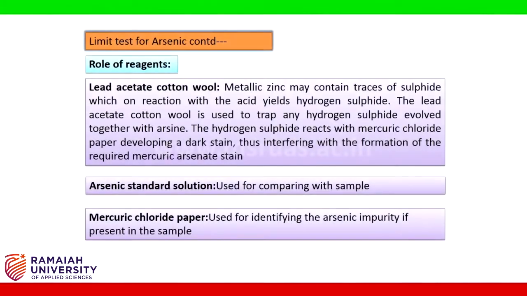Lead acetate cotton wool. Metallic zinc may contain traces of sulfide as impurity, which on reaction with acid yields hydrogen sulfide. The lead acetate cotton wool is used to trap any hydrogen sulfide evolved together with arsine gas. The hydrogen sulfide may react with the mercury chloride paper and develop a dark stain, thus interfering with the formation of the required mercuric arsenate stain. Arsenic standard solution is used for comparing with the sample. Mercury chloride paper is used for identifying the arsenic impurity, if present in the sample.